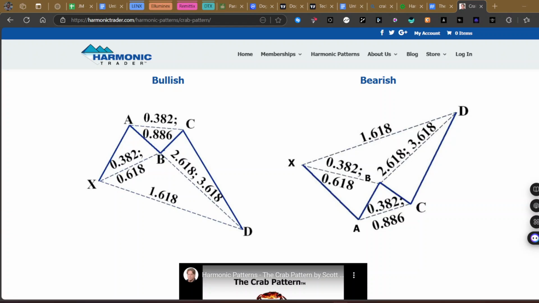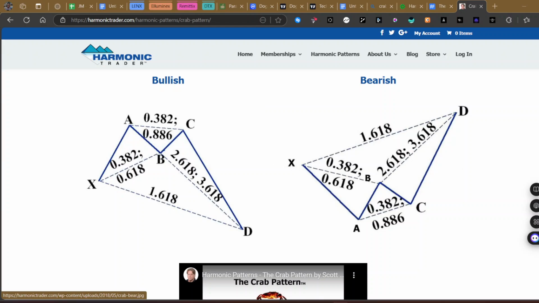So what exactly is the crab pattern? Well, the crab pattern is a type of harmonic chart pattern that traders use to predict significant price reversals. It's a highly used and effective pattern, mainly because of its unique Fibonacci ratios, which we'll talk about shortly.